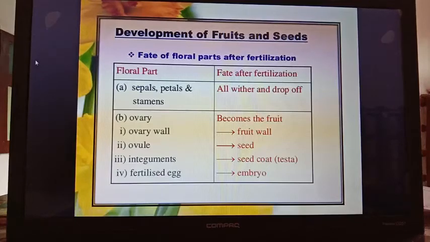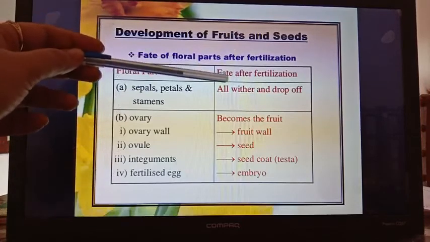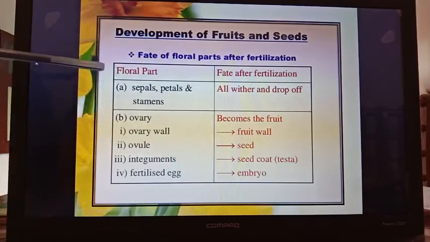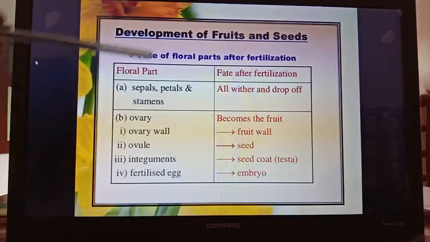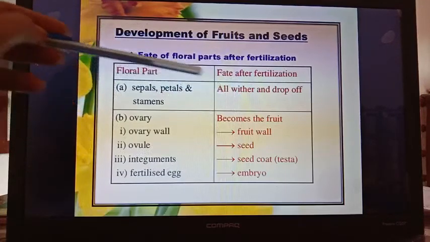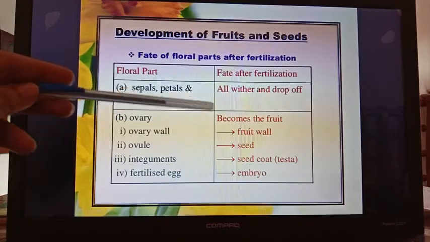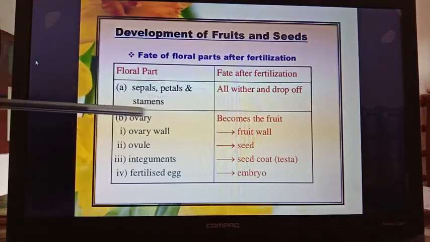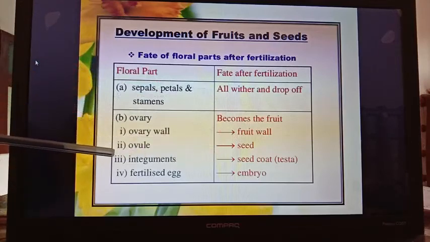Here you can see the post-fertilization changes, that is the development of fruits and seeds. After fertilization, the main thing happening is the production of fruits and seeds. In this table you can see the different parts of the flower and their fate after fertilization. Sepals, petals and stamens all wither and drop off. The ovary becomes the fruit, the ovary wall becomes the fruit wall, and the ovule becomes the seed.